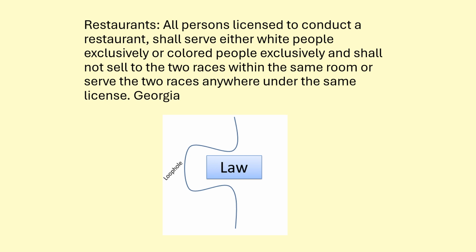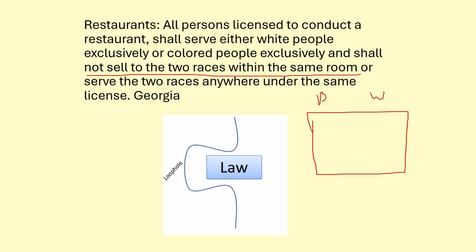And in this case, we're looking at a restaurant. And what's interesting about this law is that they're flat out telling you, you shall not sell to the 2 races within the same room. If you have one restaurant and you plan on selling to both races, it's not going to work. You would be not in compliance with this law. You would need to come up with another solution. You cannot have them in the same room, so maybe what you do is you build the wall.